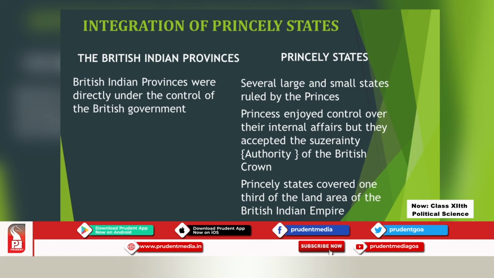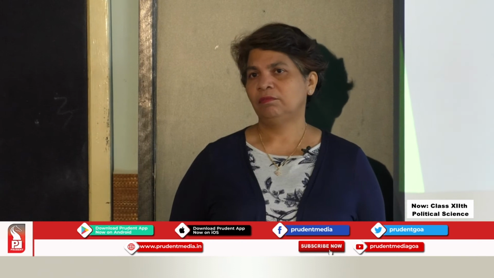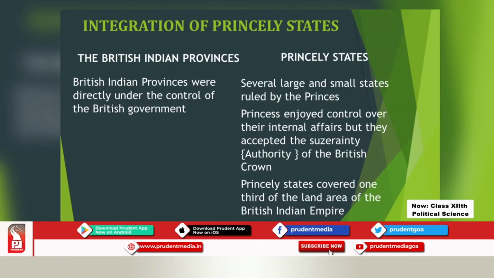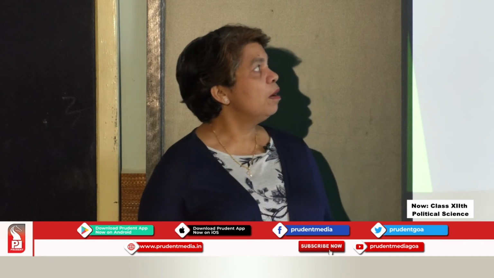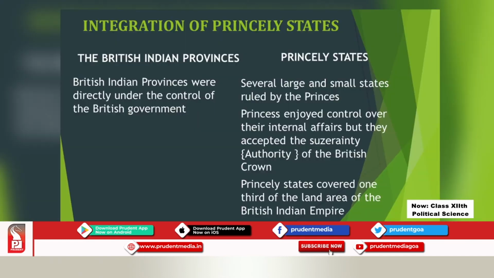Now, when the Britishers were in India, to make their rule easy, they had divided India into two, that is the British Indian provinces and the princely states. British Indian provinces were directly under the control of the British government, and princely states, you must have heard that in India there were a lot of princes. About 565 states were ruled by princes.